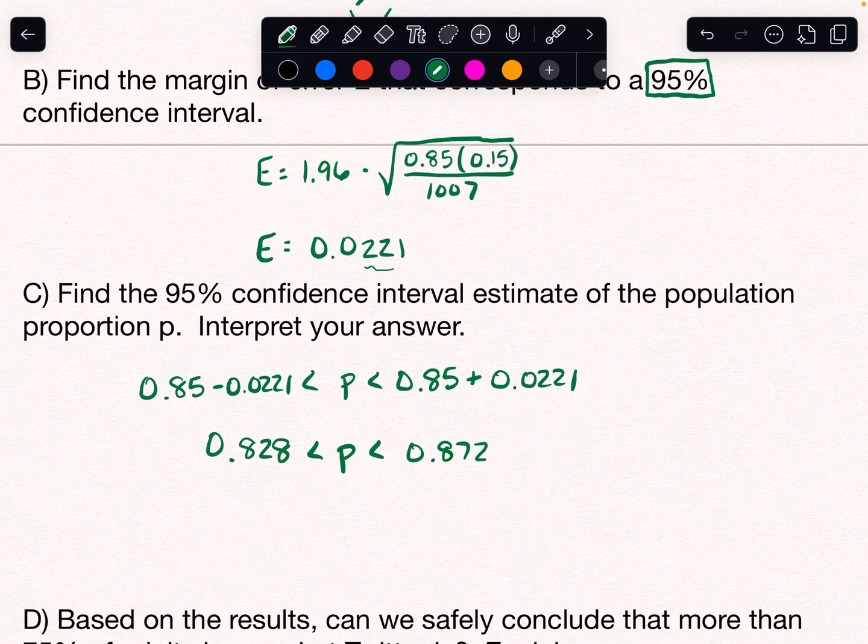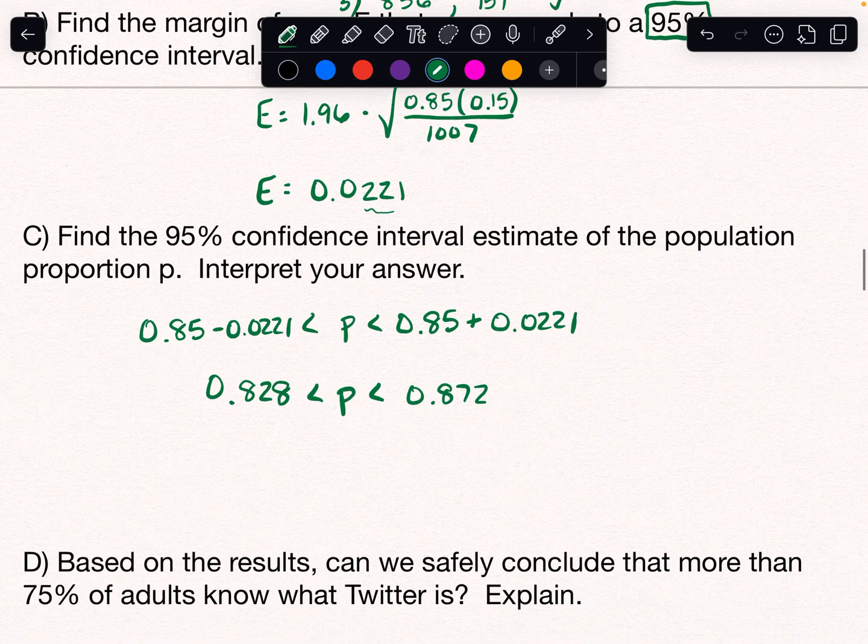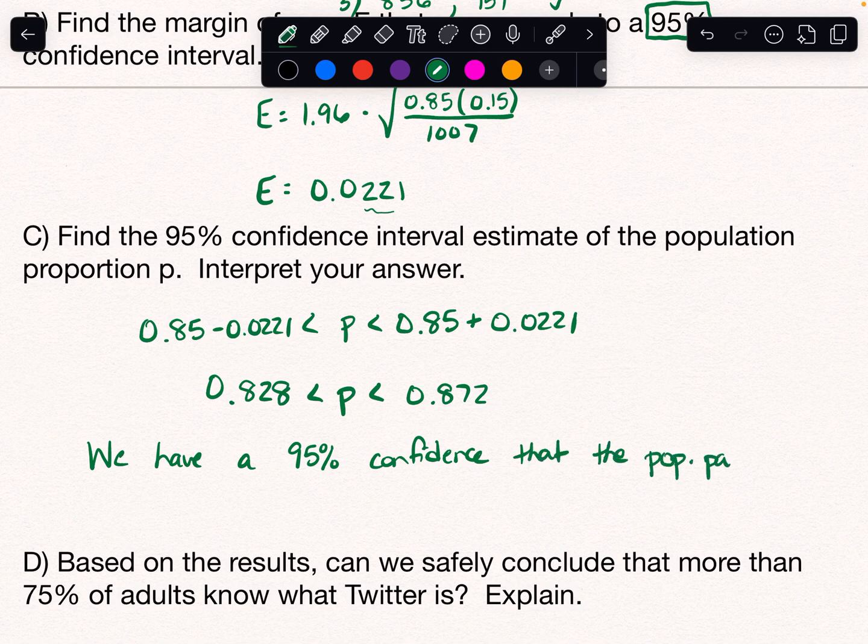Okay. So interpreting our answer, there's a set way of knowing how to write this. So we would say we have a 95% confidence that the population parameter lies within 82.8% and 87.2%.